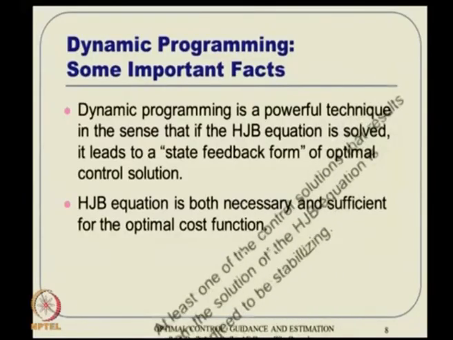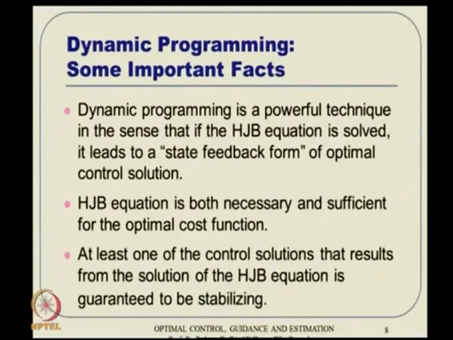Then we also saw that the HJB equation is a nonlinear PDE, which means it can have multiple solutions. This result tells us that at least one of the control solutions that results from the solution of the HJB equation is guaranteed to be stabilizing. So we have a finite set of solutions, out of which we will be able to select at least one stabilizing solution, and that will be our optimal control solution.